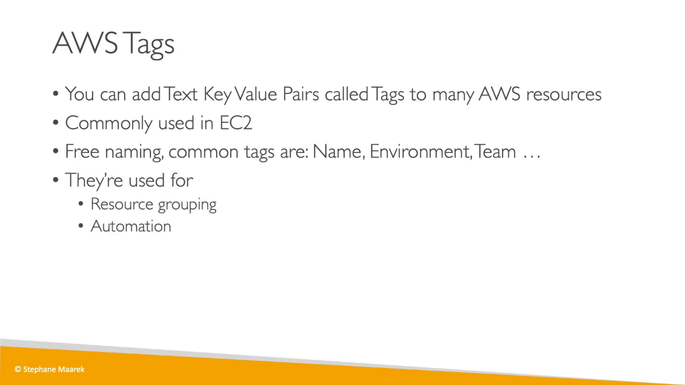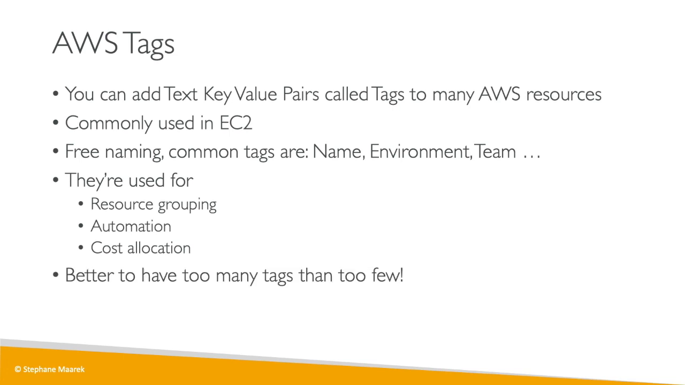They're used for resource grouping, automation, cost allocation. And we'll see they're also used by Systems Manager. Overall, as a real world recommendation, it's better to have too many tags than too few. Tag as much as you can on your instances, and then you'll see what you do with it later on.